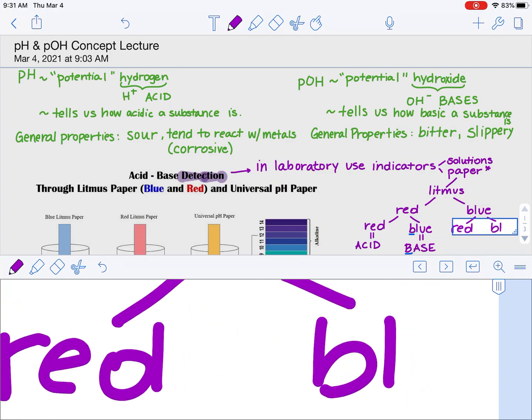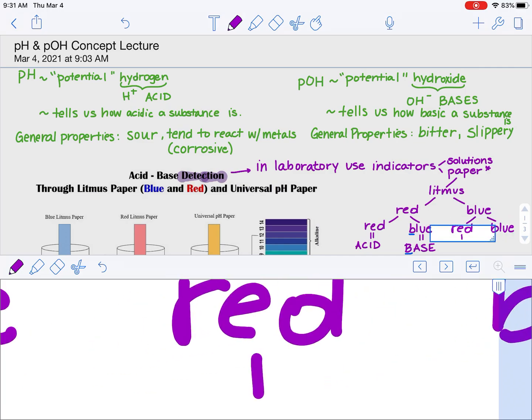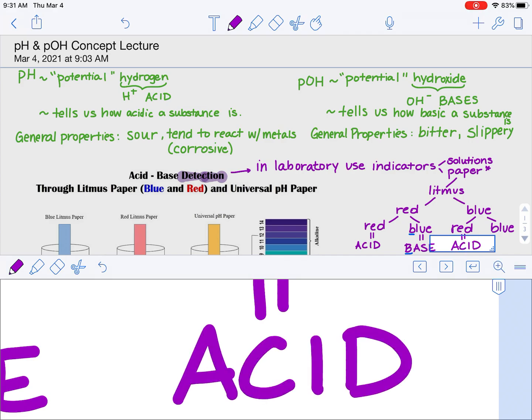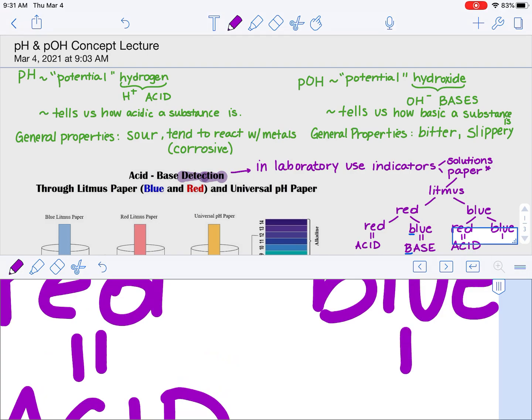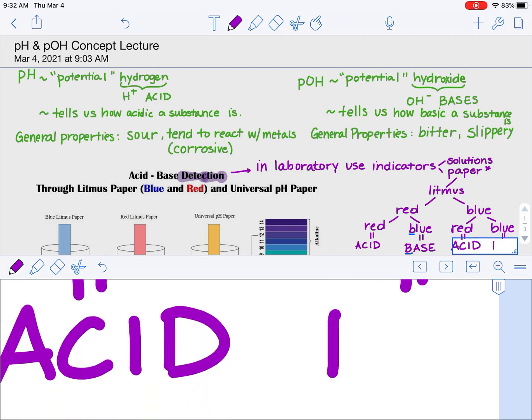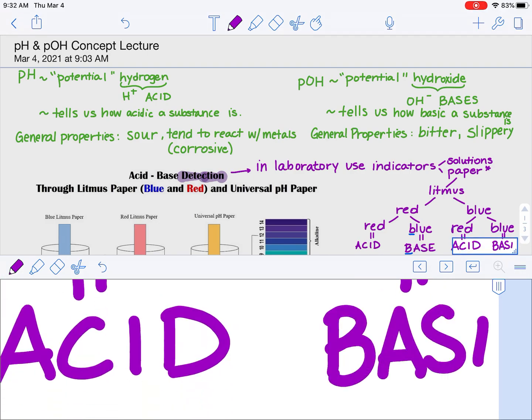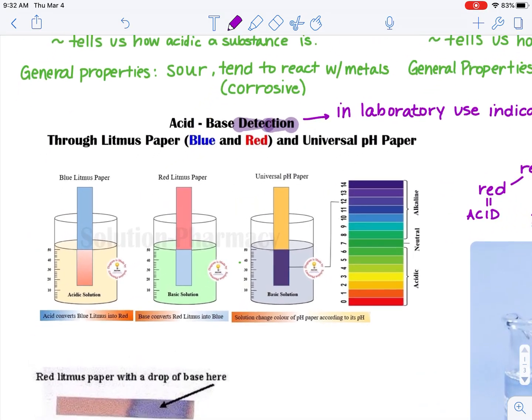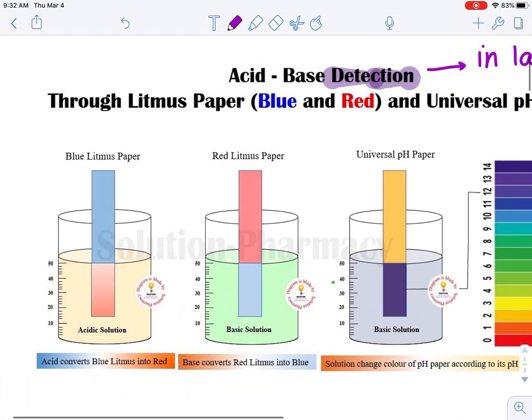If we started with blue litmus paper, it too can change colors. It can change to red or it can stay blue. If the blue litmus paper winds up changing color to red, it means our chemical is an acid. And if the blue litmus paper stays blue, it means our chemical is a base.